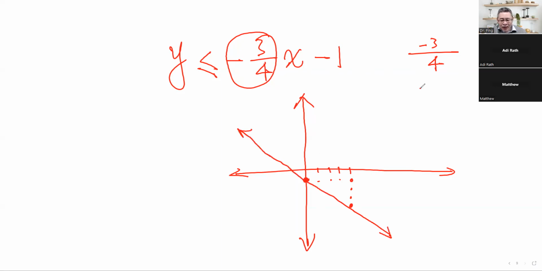Or you can look at this as 3 over -4. In this case, our run is negative, so we go to the left by 4. So we go 1, 2, 3, 4, and our rise is positive, so we go up 1, 2, 3. I'm not drawing to scale, but if you draw to scale, you can see that. Good.